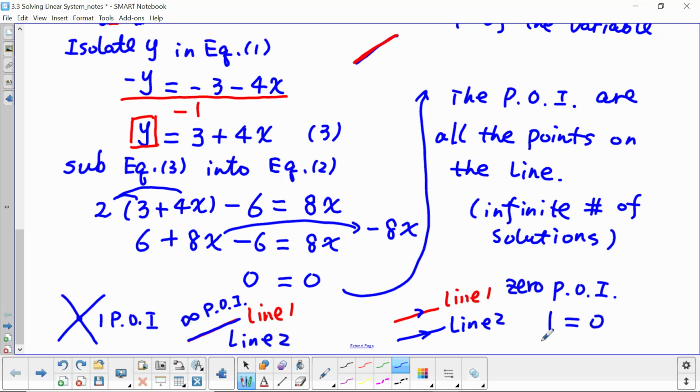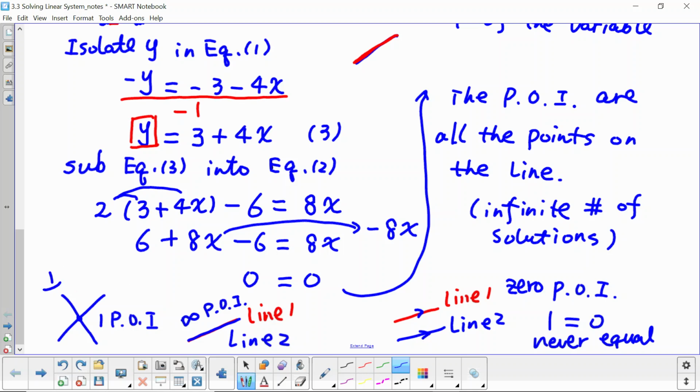It is never equal. Then we know you don't have any x, y value that can satisfy it. So we are not going to have any point of intersection.